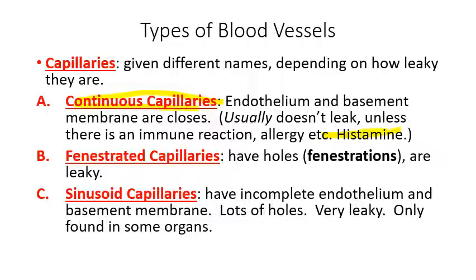Okay, so continuous capillaries are not meant to be leaky. They rarely leak serum out into the surrounding tissue. Fenestrated capillaries have holes in them which are called fenestrations. Right, so fenestrated capillaries have holes called fenestrations, and they are leaky. And then the leakiest of all are the sinusoid capillaries, which actually have an incomplete endothelium, so that they leak like a sieve all the time. They're basically not even whole, right? So they're meant to leak all the time.